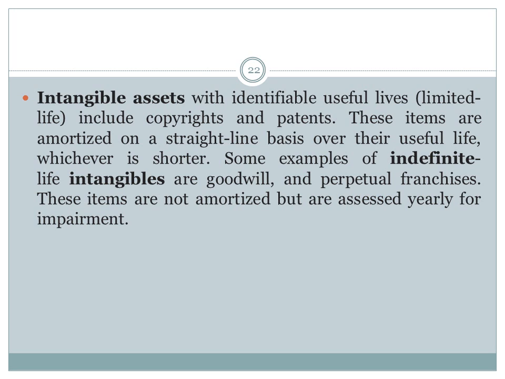So intangible assets may be definite, so they have a useful life, a limited life. So every year we should calculate the amortization cost based on the straight line method. According to the other type of intangibles, indefinite life, such as goodwill and perpetual franchises, these items aren't amortized but are assessed yearly for impairment tests.